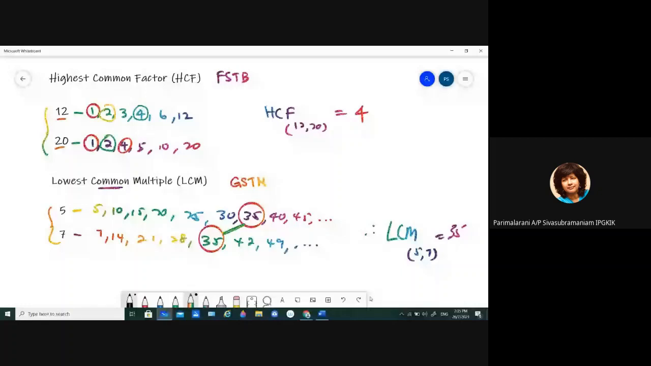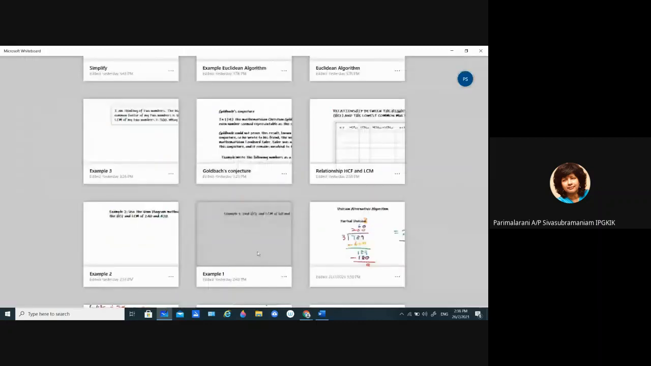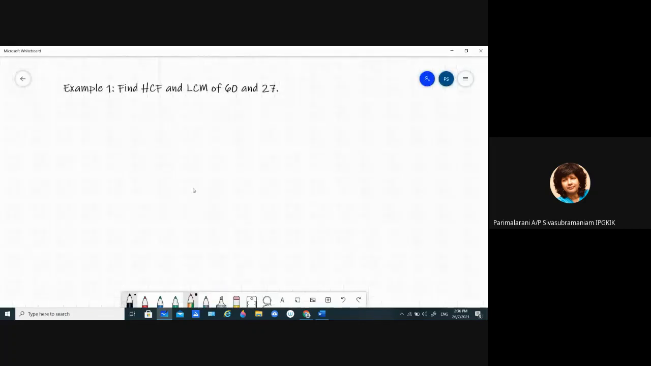If you look at both methods, you need to list down the factors for the highest common factor, and you also need to list down all the multiples for the lowest common multiple. This is okay unless the numbers are very big, which is difficult to do. So we need a different method to find the highest common factor and the lowest common multiple. Let's see how we can use prime factorization to find HCF and LCM.